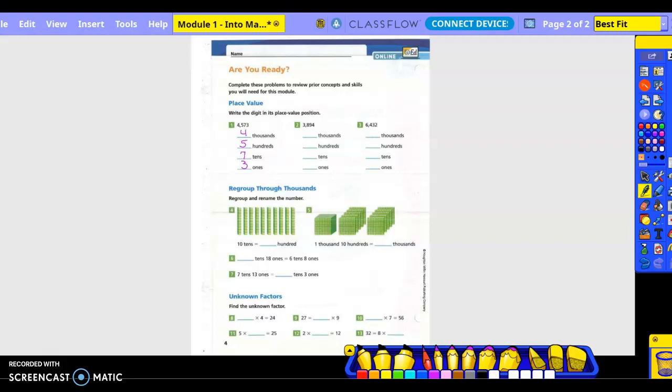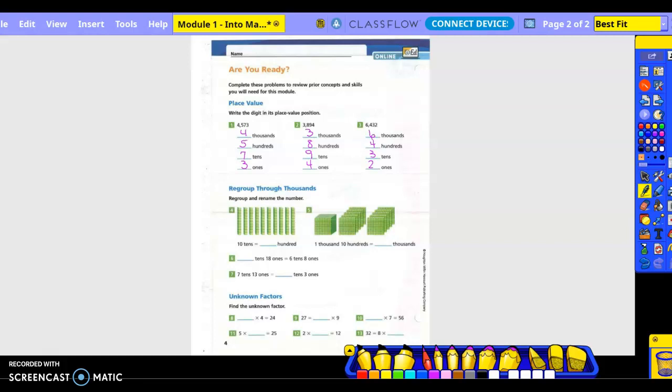1. 3. So let's work backwards. 1. 4. 10? 9. 100? 8. Thousands? 3. 1? 10s? 3. Hundreds? 4. Thousands? 6. Regroup through thousands. Regroup and rename the number.